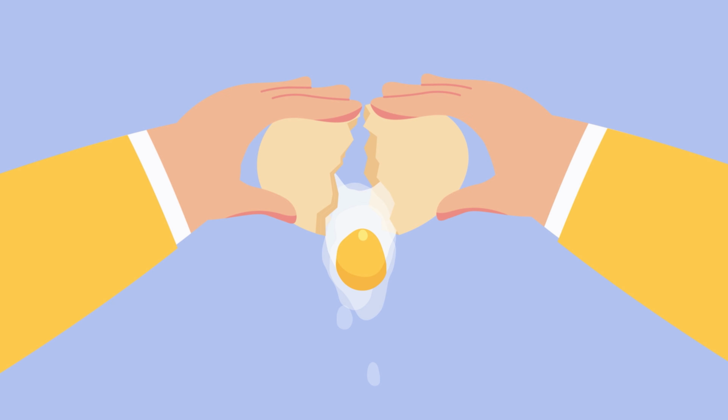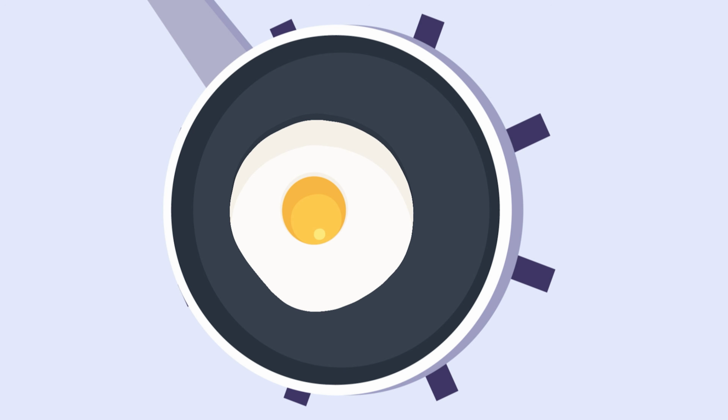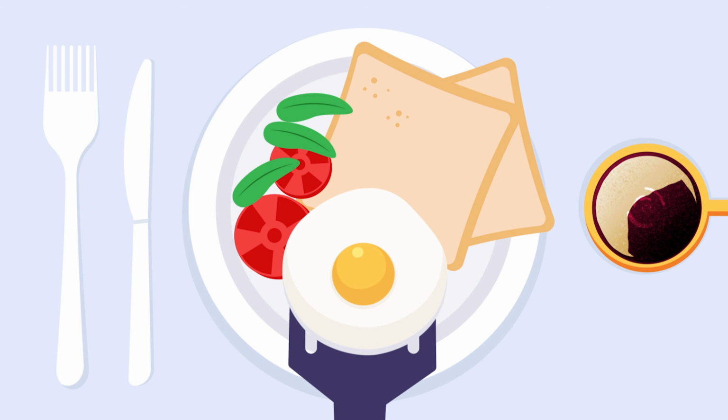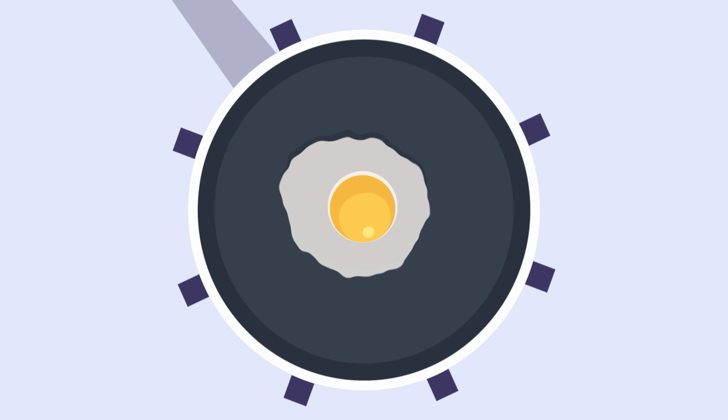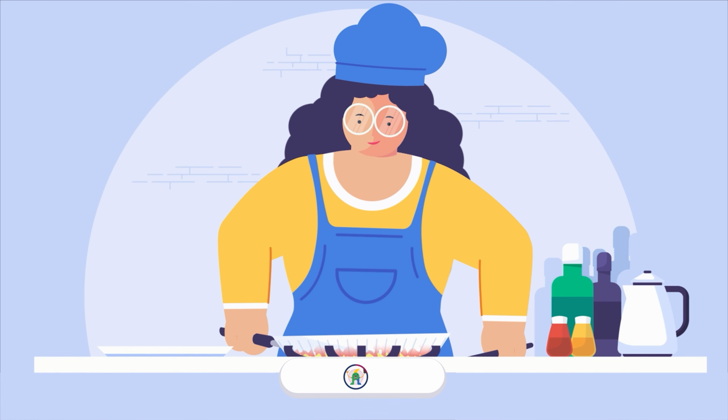So the video starts with a close-up view of a hand with an egg, cracking the egg. Then the camera changes to the top view of the frying pan. Then the camera cuts to the front view of the character where she is cooking. And finally the breakfast is ready. So this is the overall idea of this project. Now let me show you my animation workflow in After Effects.